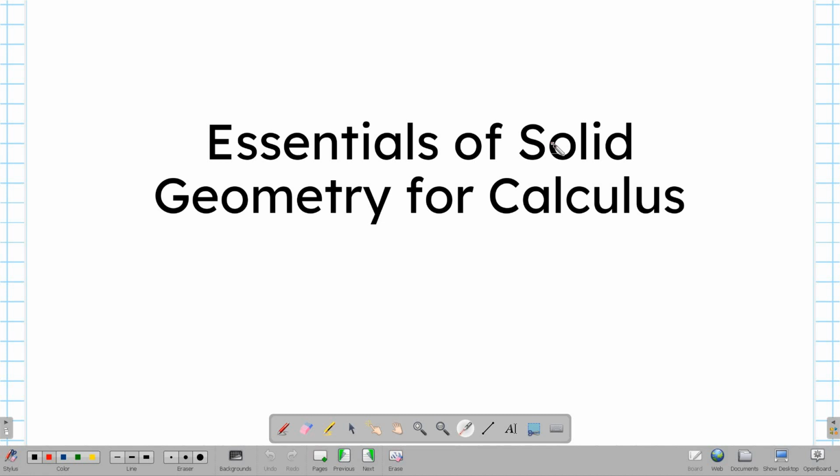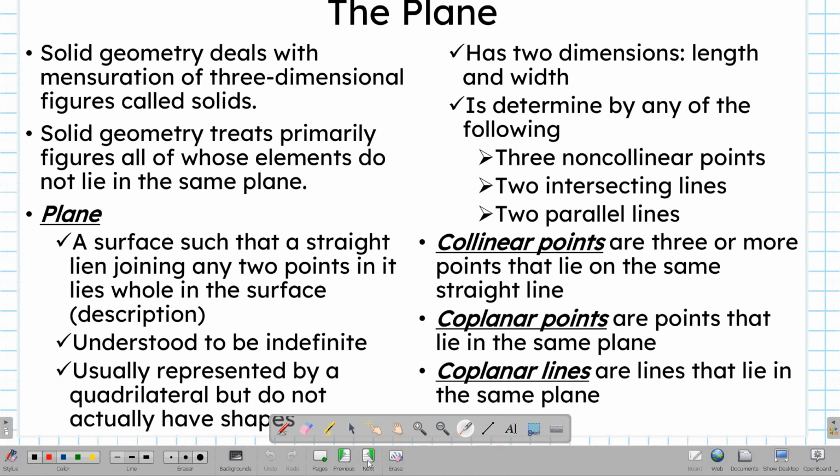Further, we're going out of the plane, we're going to extend from the plane to solids. That's why we're going to go solid geometry. Now, solid geometry deals with the mensuration or the measurement of three-dimensional figures called solids, and solid geometry treats primarily figures all of whose elements do not lie in the same plane. So for us to be able to grasp that concept, we have first to go back to the plane.